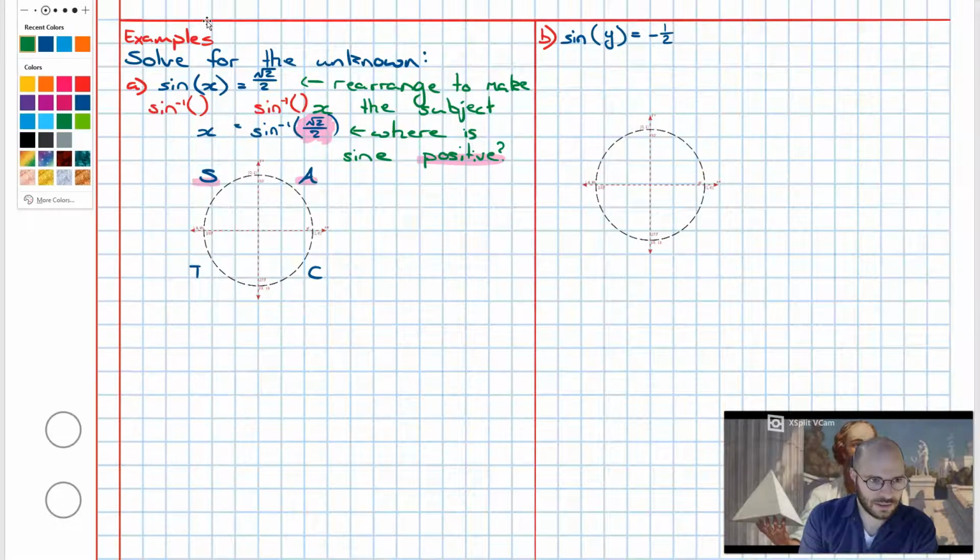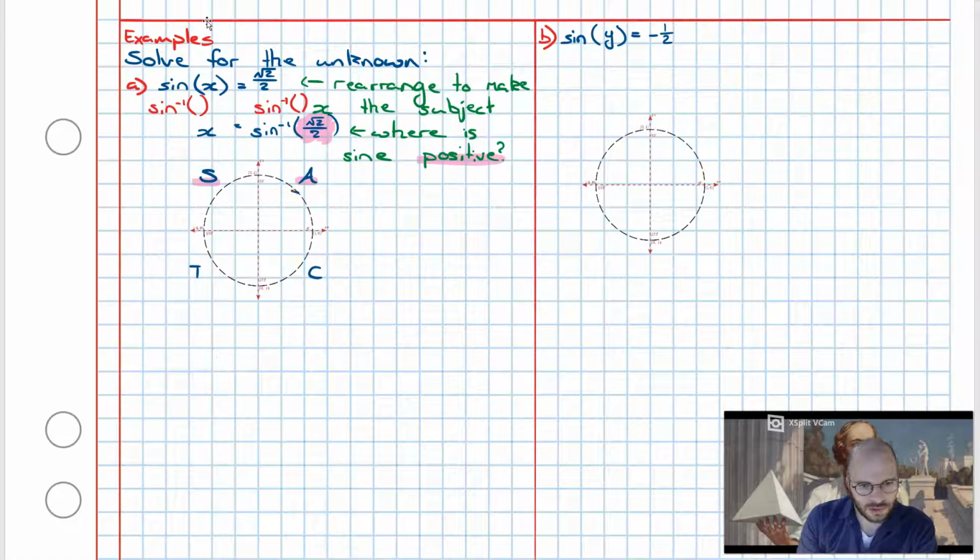So what this means is that we're going to be looking for solutions in quadrant 1, and we're going to be looking at solutions for this particular problem in quadrant 2. So then drawing in the equivalent triangles, our first solution is going to look like this, and our second solution is going to look like this. But the question is, how are we going to find these particular angles?